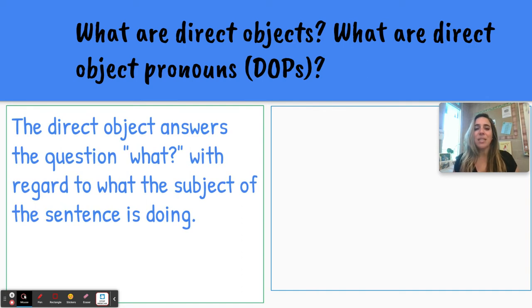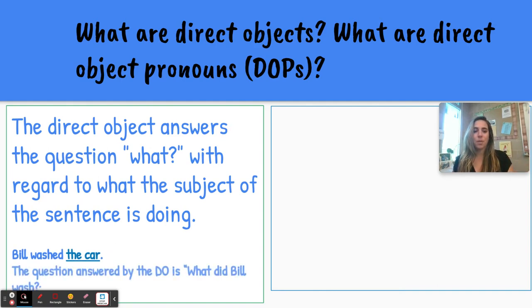The direct object answers the question, what, with regard to what the subject of the sentence is doing. If we have a sentence, Bill washed the car. When you want to try to find the direct object, you ask yourself, what did Bill wash? Because the answer was the car. The car is the direct object.